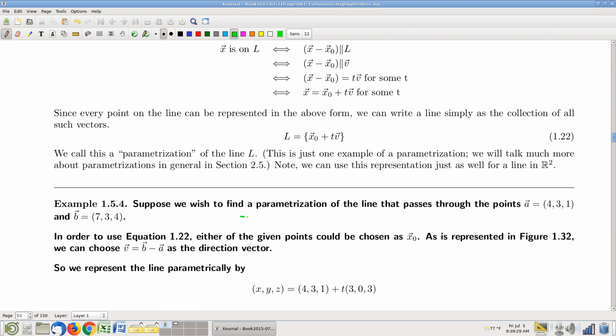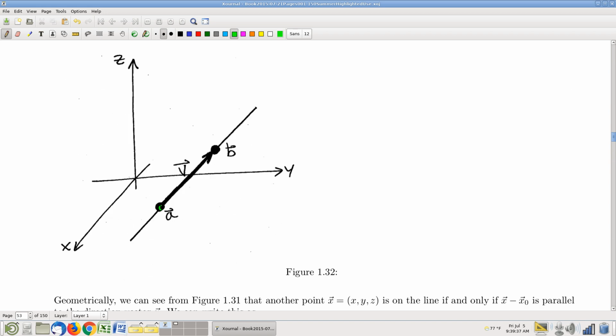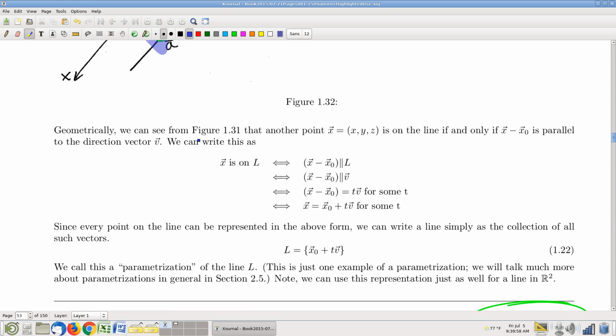Suppose I want to parameterize a line that passes through these 2 points. So I've got 2 points on the line. Notice that if I have 2 points on the line, then their difference is parallel to the line, right? And so I can use either A or B as my x naught. I can use that difference vector as my direction vector. And I've got everything that I need to parameterize the line.